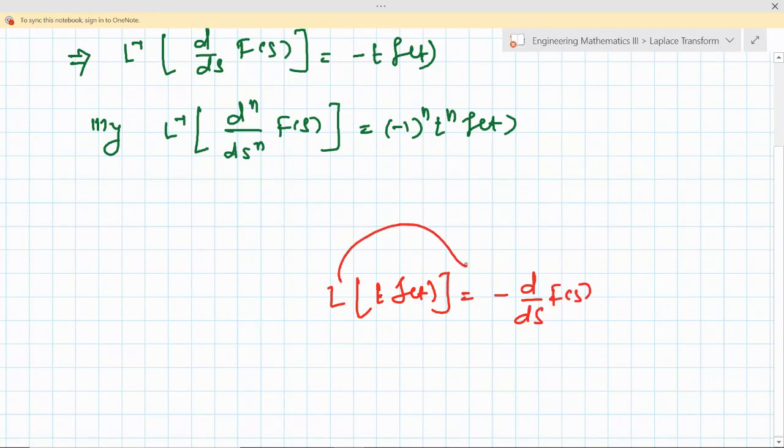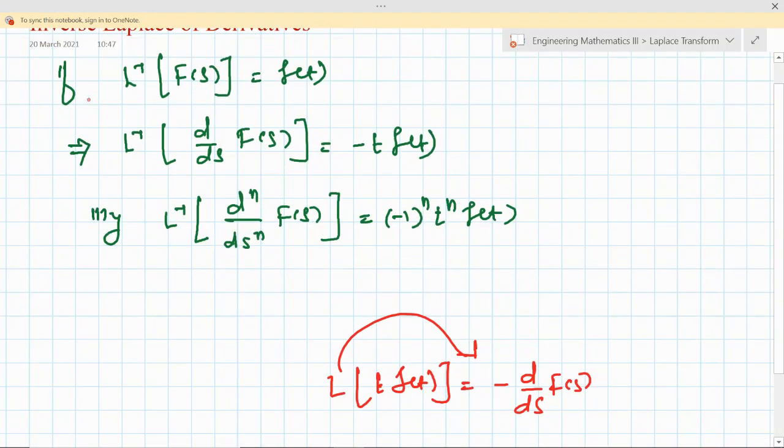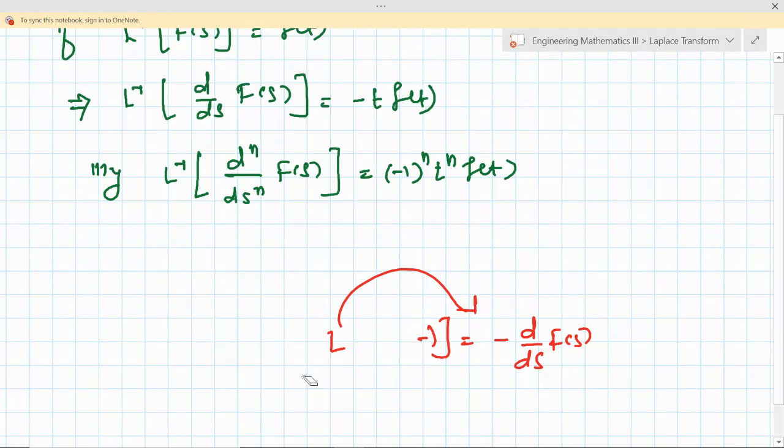Okay, we are just taking the inverse of this. We'll get the inverse Laplace of a derivative. That's it. So inverse Laplace of f of s is equal to f of t. Then inverse Laplace of d by ds of f of s is nothing but minus t into f of t. We just shifted this minus sign to the right hand side. Okay. So to understand this, let us see an example.